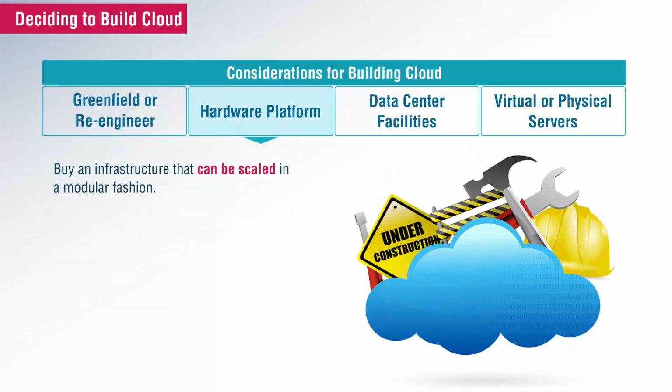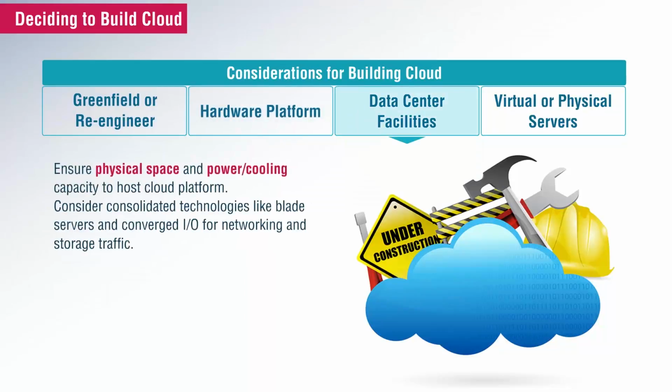Unless you plan on buying massive amounts of infrastructure up front, it makes sense to purchase an infrastructure that can be scaled in a modular fashion. Because you will be deploying your cloud platform on a new infrastructure, ensure that you have the physical space and power and cooling capacity to host it. It is likely you will need to run it alongside your current state infrastructure for some time, that is, until you can migrate everything into your private cloud.